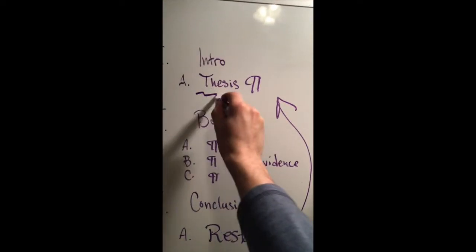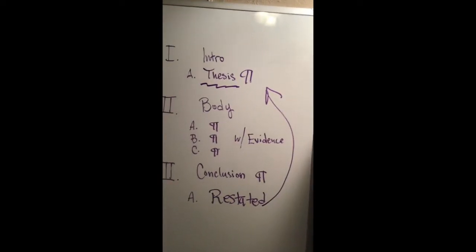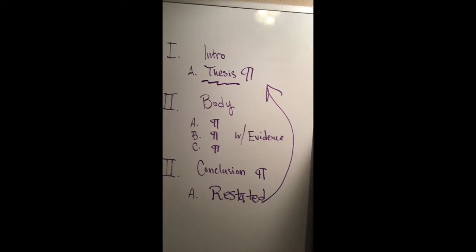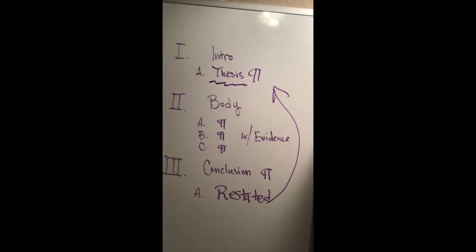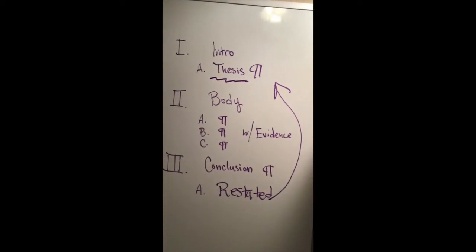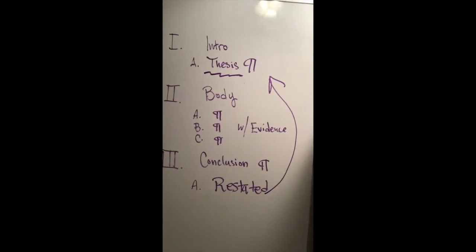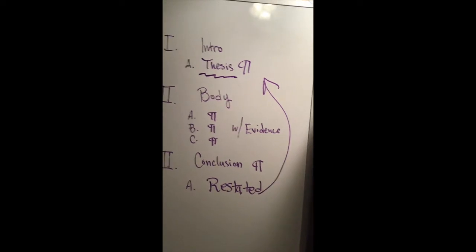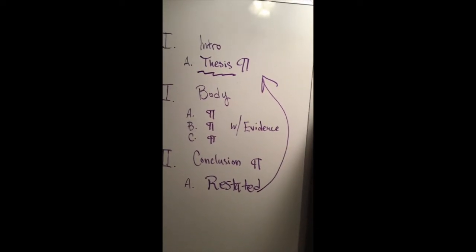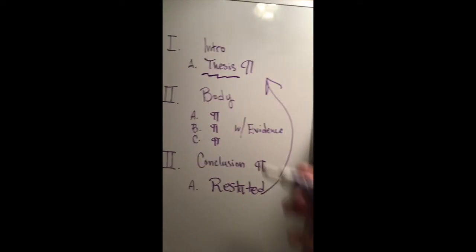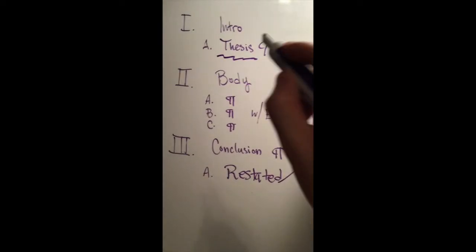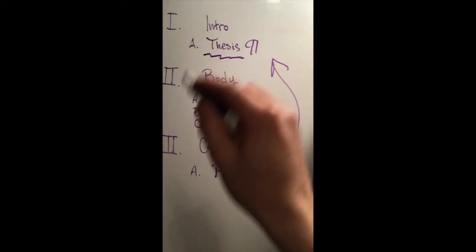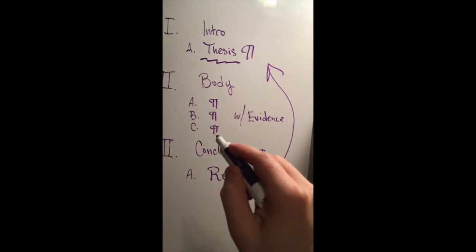The thesis, if you remember, is to state the whole idea, or the whole claim of the essay, or the whole point of the essay, and what kind of points you're going to be making. And then the body actually goes into those points. So if you look at the body again right here, with A, B, and C paragraphs.